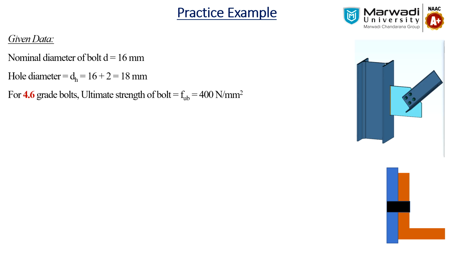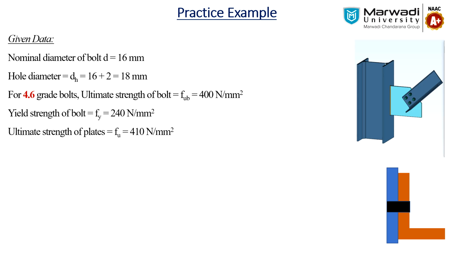Then for the 4.6 grade bolt, as we have discussed earlier in the theory, 4 indicates the ultimate strength. So the ultimate strength of the bolt is 400 N/mm², while 0.6 indicates the yield strength of the bolt. So it is 0.6 times 400, which is 240 N/mm². Similarly, the ultimate strength of the plate is 410 N/mm².